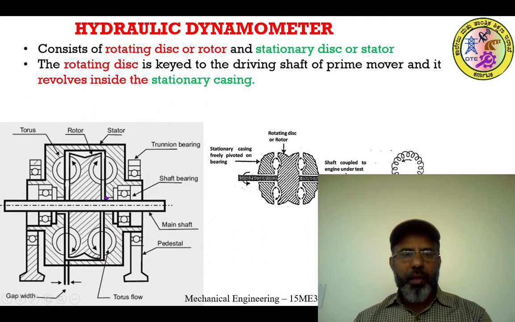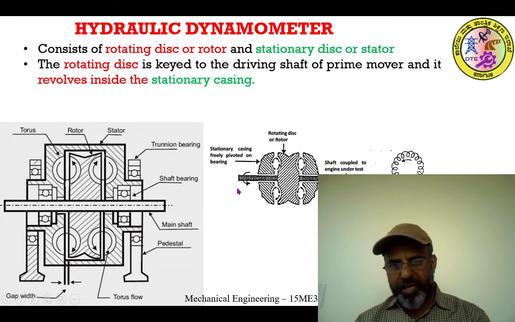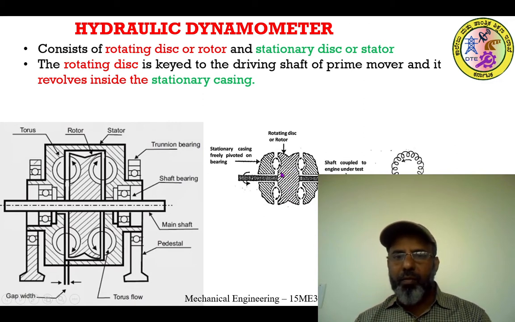And this rotating disc or the rotor is keyed to the driving shaft of prime mover, and it will revolve inside the stationary casing. If you see this simple schematic diagram, this rotor is mounted on the driving shaft, which is keyed to this driving shaft, and it revolves inside the stationary casing.